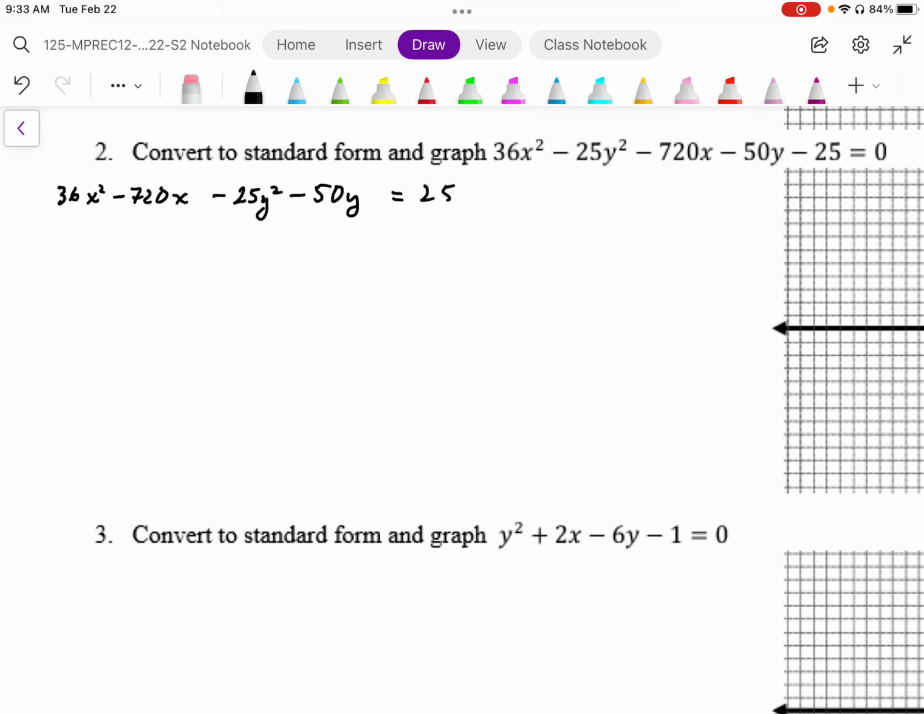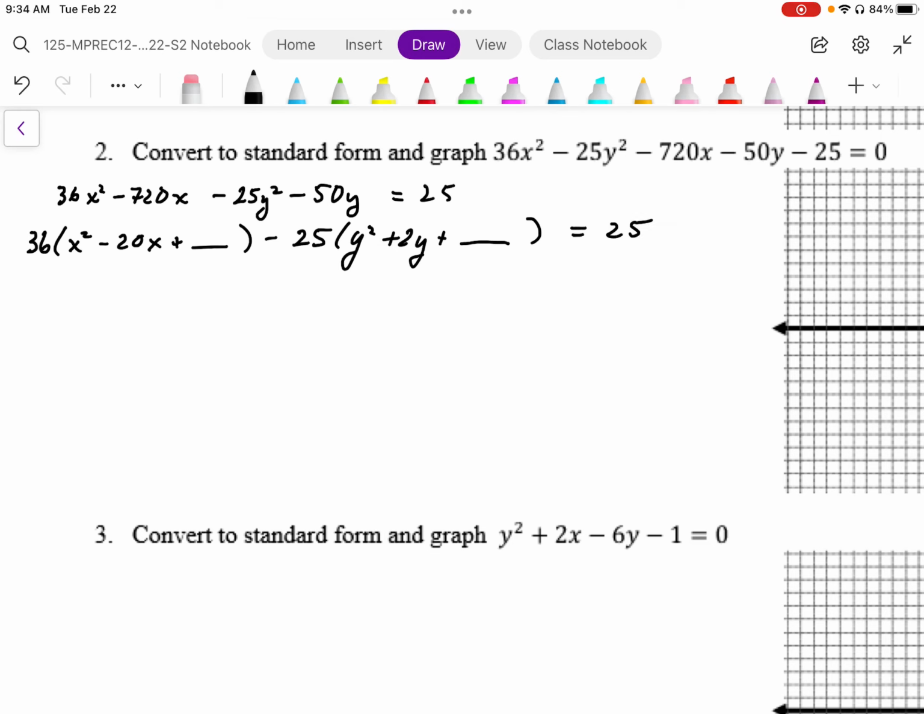Okay, so once we've done that, we're going to factor. We're going to factor the 36 out. So I get x squared minus 20x plus blank. That blank is for completing the square. Minus, I'm going to factor the negative 25 out. So I get y squared, and be careful, I factor the negative out of a negative, so I should end up with plus 2y plus blank. And that's going to be equal to 25 on this side.